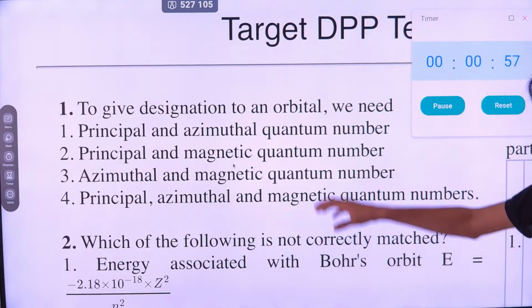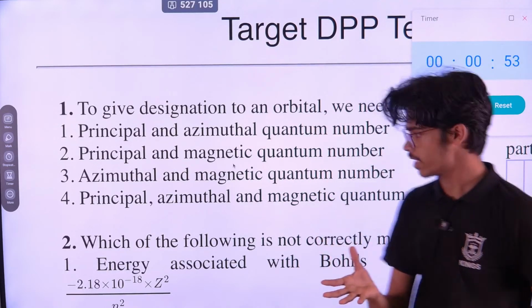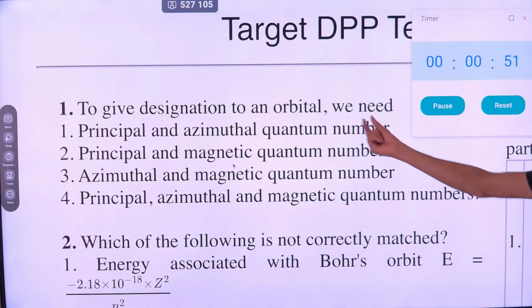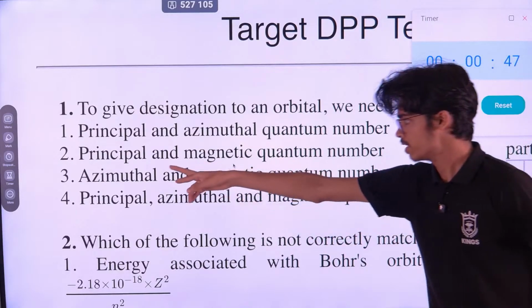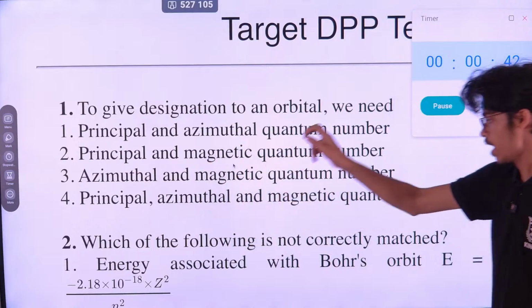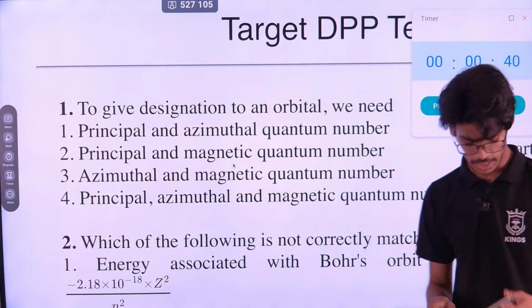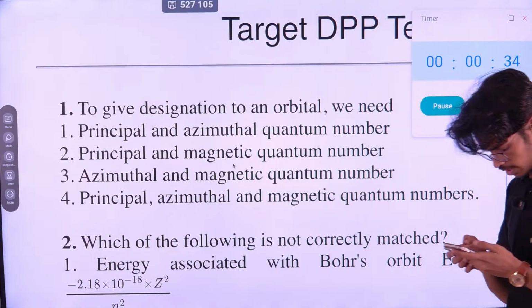Now the question is, to give designation to an orbital, we need to identify an orbital. So which numbers do we need? Principal and azimuthal, principal and magnetic, azimuthal and magnetic, or principal, azimuthal and magnetic quantum number. Which one is the correct answer? You will get a time of 3 minutes. Try to answer. Priya, Shraddha, whoever has joined.